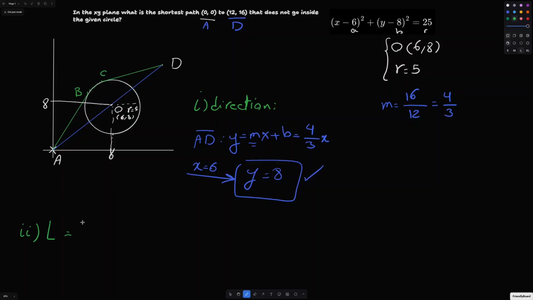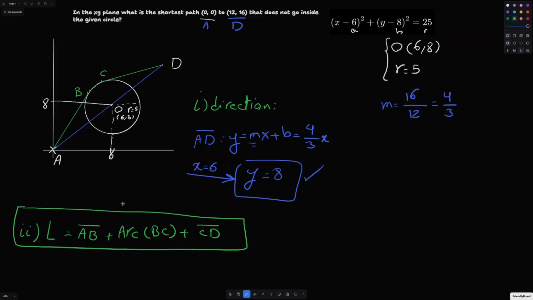So what the problem wants from me is the length of AB plus this arc BC plus this length CD. So this is what the problem wants from me, and I need to solve this. It's very simple, especially for these circles, it's quite simple. All you need to know is just one fact.